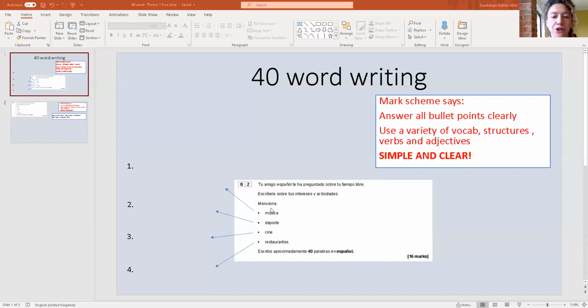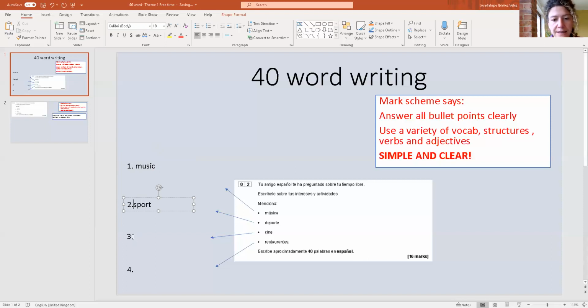So we need to mention música. What is música? So música is music. Okay, that was pretty straightforward. And the second bullet point, it says deporte. Again, if you don't know that word, then you're going to miss out. You won't be able to answer this bullet point. But I'm going to go through a few tips that will help you if you're very stuck with something. So sport.